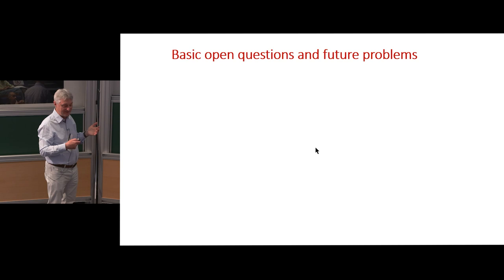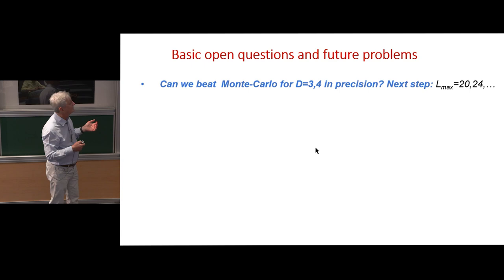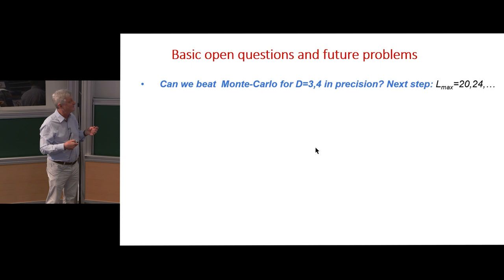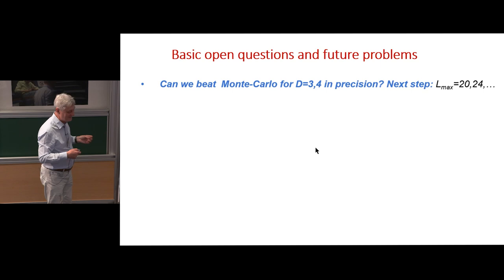And now, basic open questions and future problems. Can we beat Monte Carlo for d equals 3 and 4 in precision? The next step is to try 20 and 24. 20 is certainly possible. We are working with Zechuan on it. 24 is theoretically possible, but on a supercomputer, and there are various technical problems, which I will not speak about. And Zechuan is a much better specialist in it.